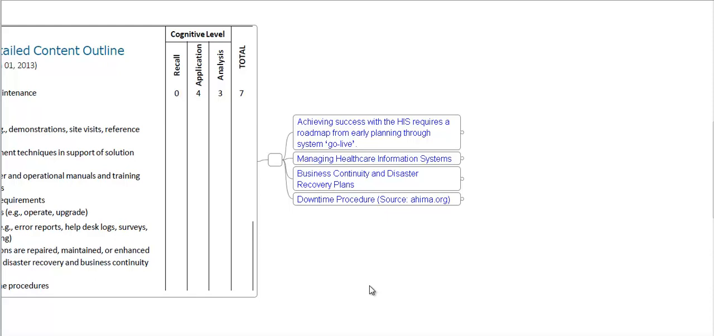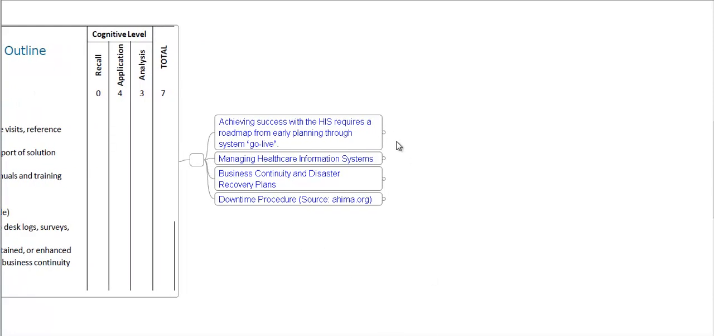Achieving success with HIS requires a roadmap from early planning through system go-live, managing healthcare information systems, business continuity and disaster recovery plan, downtime procedure. Okay, let's explore one by one.